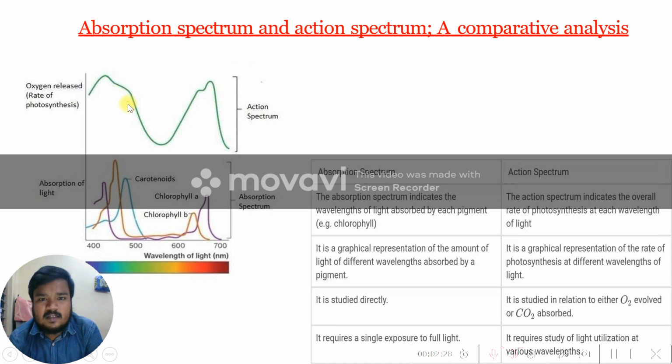Absorption spectrum and action spectrum are the basic understanding of the light harvesting complex, because in the light harvesting complex, light is absorbed at specific wavelengths which plants utilize to continue the cycle. Now the wavelengths which a plant actually absorbs make up the absorption spectrum, and the wavelengths which plants actually utilize for photosynthesis make up the action spectrum.